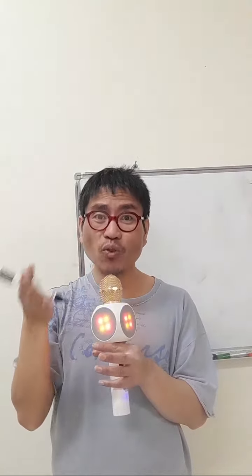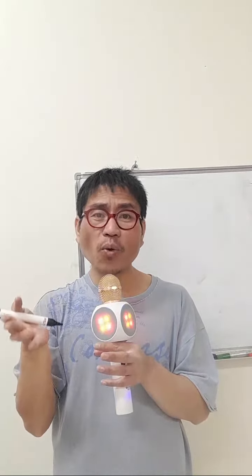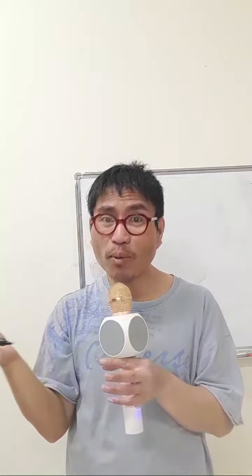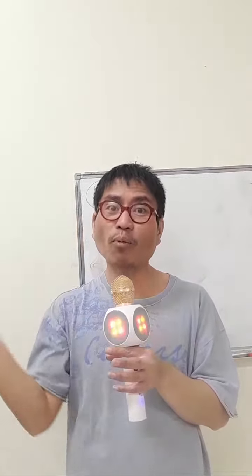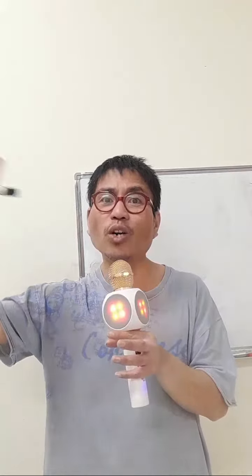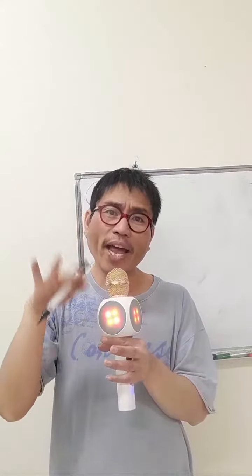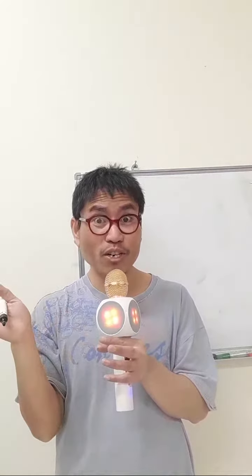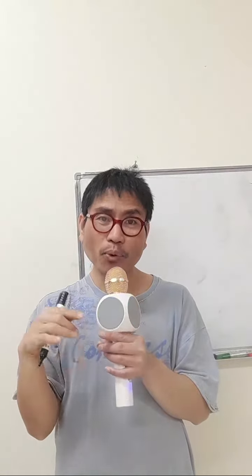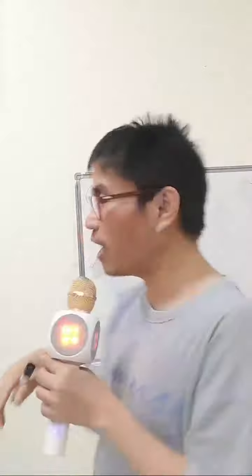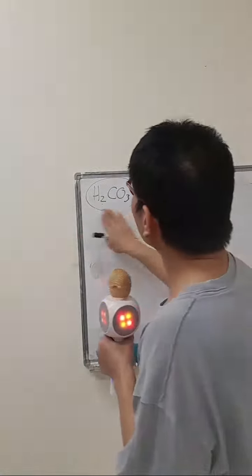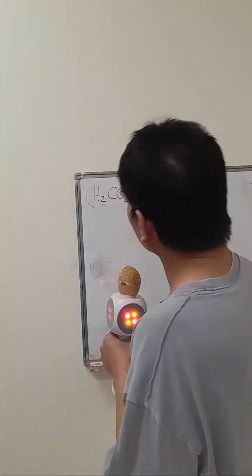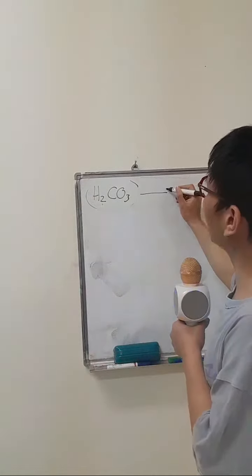That's why we have isotopes. Isotopes are those elements that have the same atomic number, or the same number of protons, but different mass number. Okay, isotopes. For example, carbon 12, carbon 13, carbon 14. They have different mass numbers, but the protons or atomic number are the same. Okay? So H2CO3, what is the product for this?